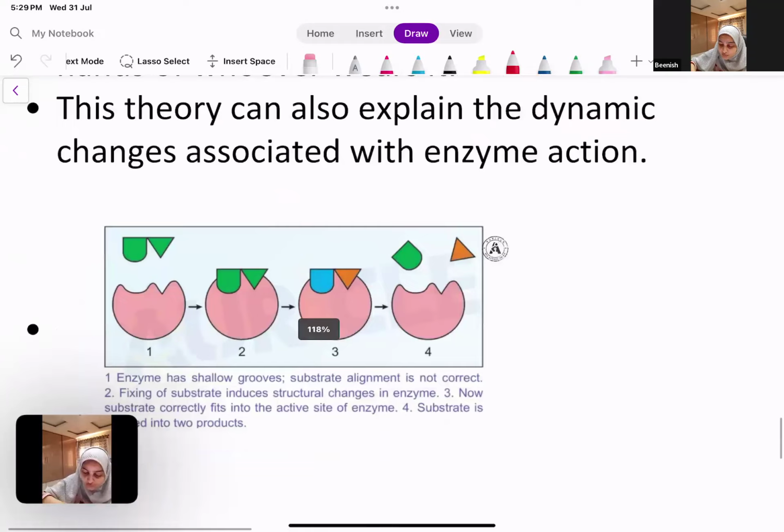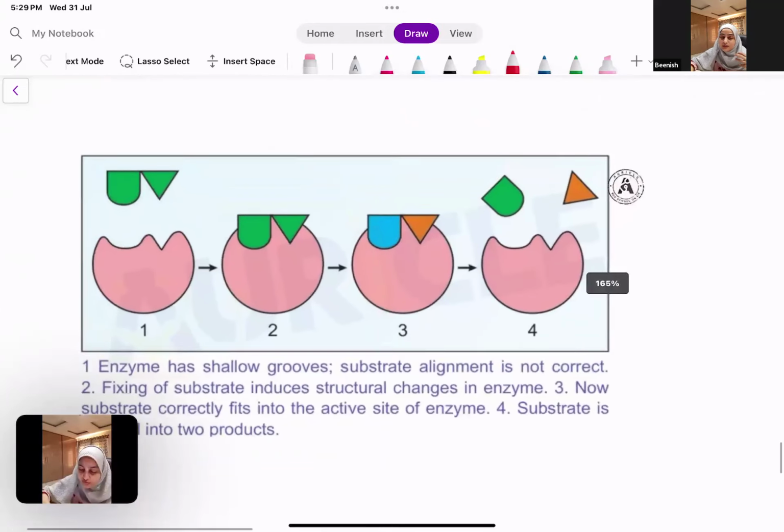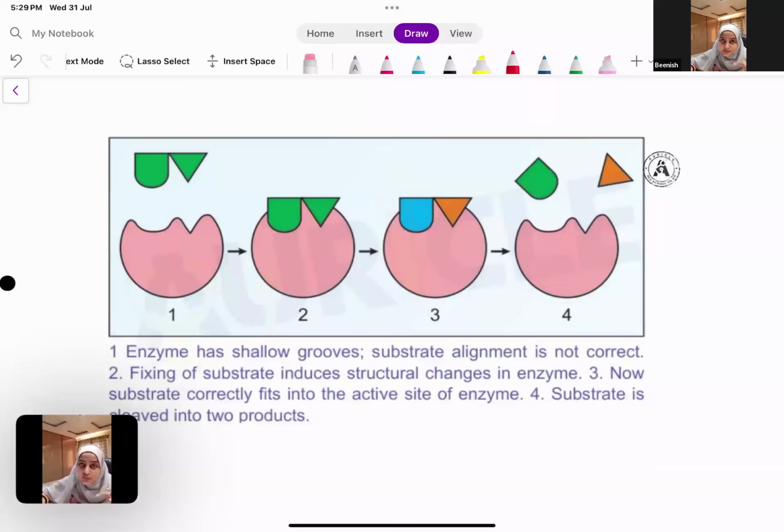So in this theory, it says that your substrate is going to bind to a specific part of the enzyme, and because of this binding there is going to be a conformational change. The substrate binding is going to induce conformational changes in the active site, and now the active site is going to become complementary to the substrate, and the substrate will be able to fit into that. Just like you wear a pair of gloves, they take the shape of the hands of the person who wears them.